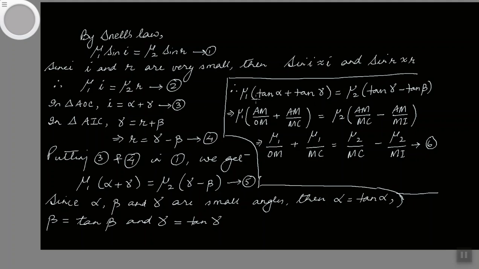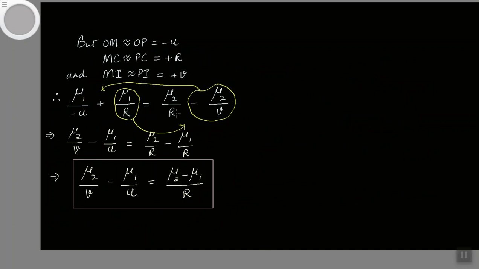Then from the diagram, tan of alpha is equal to AM by OM. Tan of gamma is equal to this. Then I can cancel AM. I multiply mu1 inside, so I get this equation. And then I put the values of these distances, OM, MC, and MI, and finally I get this equation. So practice and derive this equation nicely, because this has been asked in the exam. Thank you.